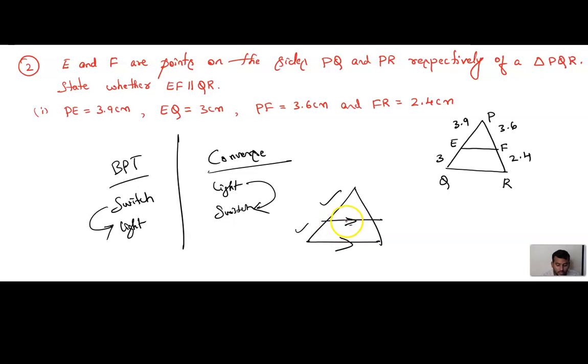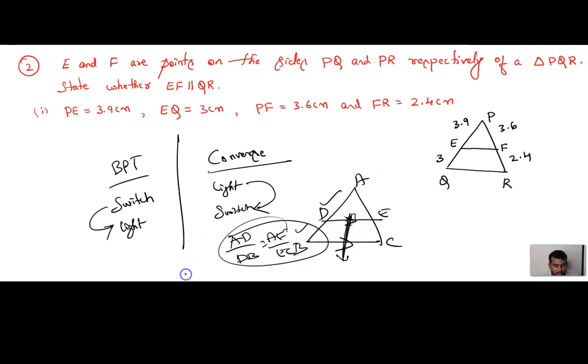समझ में आया बेटा? जब भी हम पैरेलल देखेंगे साइड्स को, whenever we see the two sides parallel, then directly you should say that ADB, AEC. We can say that AD by DB is equal to AE by EC. Why are we writing this as proportional? Because two sides are parallel. So we are telling that sides are proportional.